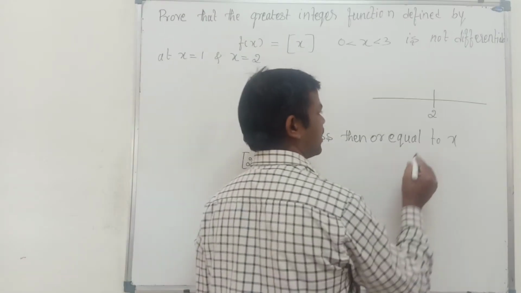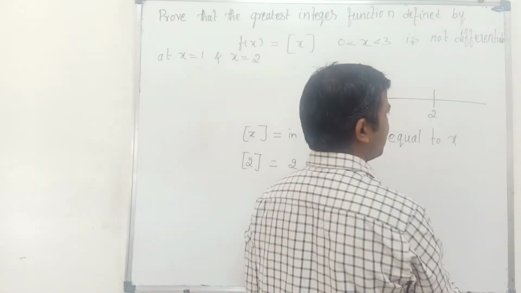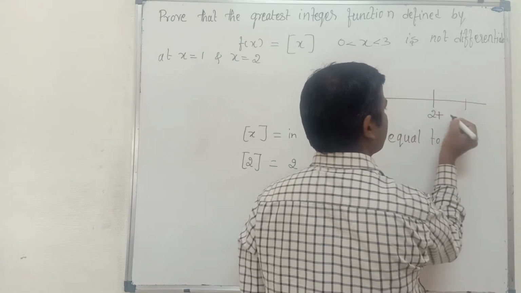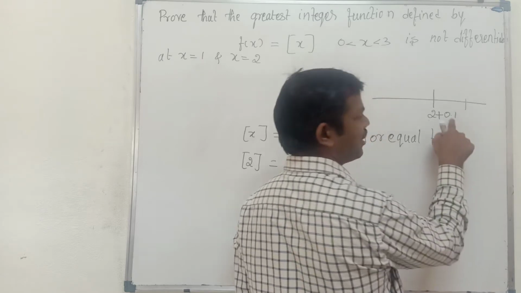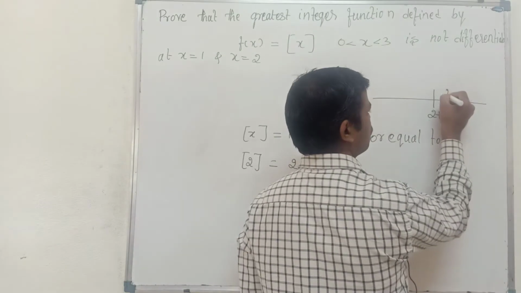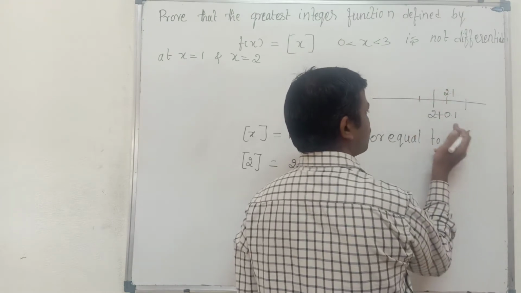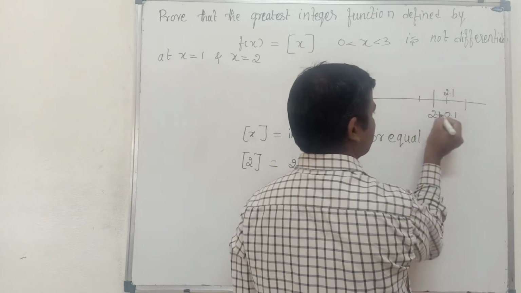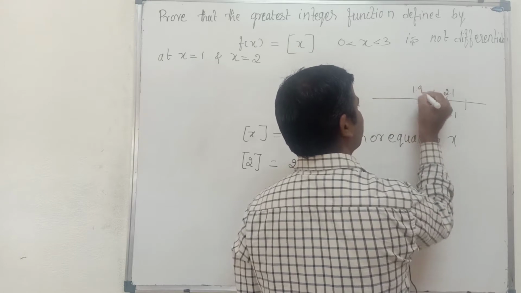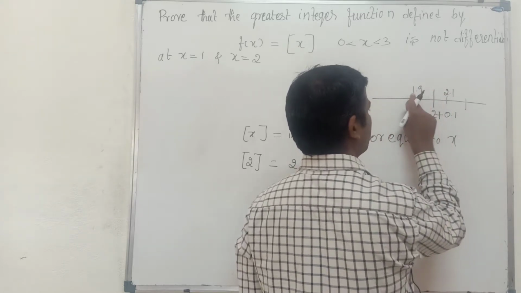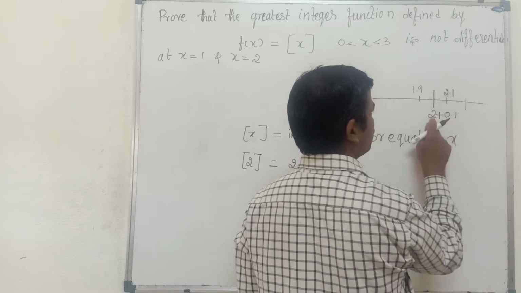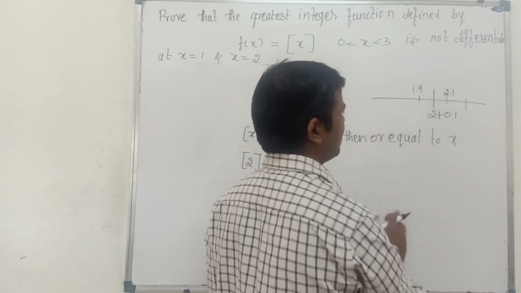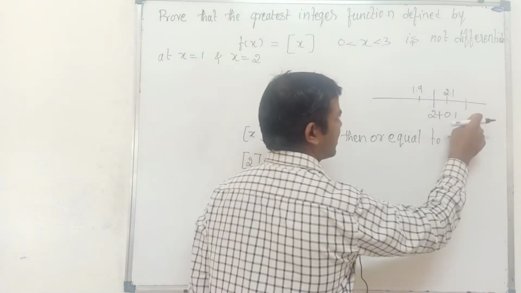So if we think of the right side and left side of this, what happens? Right side means more than 2. To get the right side, we will add 0.1, so we will get 2.1 here. And if you subtract the small quantity 0.1, that will become the left side. So for the left side of 2, we will get 1.9. The right side of 2 is 2.1 and the left side of 2 is 1.9. Let me think about the greatest integer of the right side and left side.